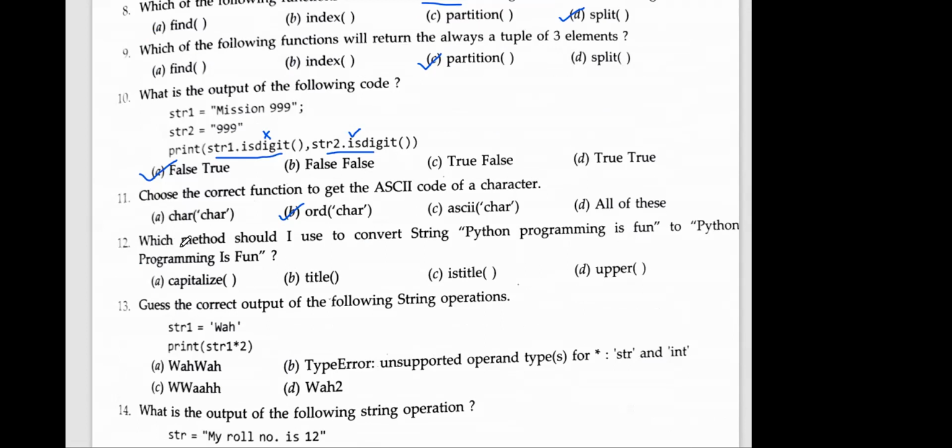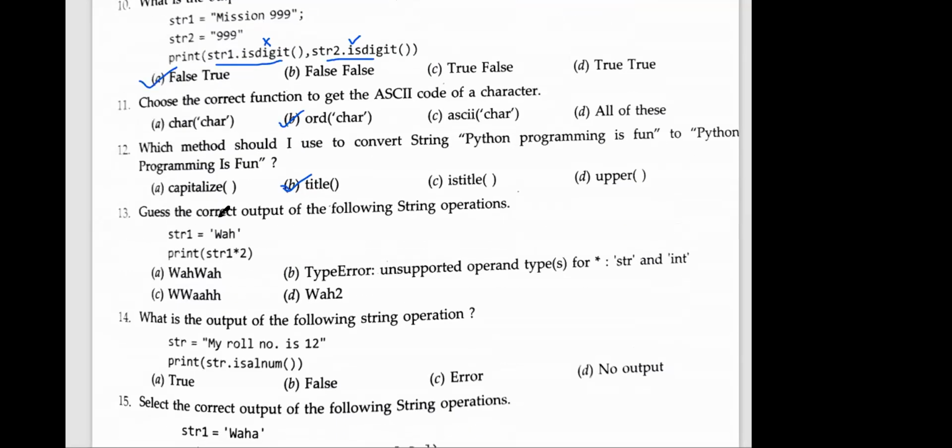Fine. Then 12th question, which method should I use to convert the string "Python programming is a fun" to "Python Programming Is A Fun"? You can see the difference in the string. Which one we will be using? Title. B. Yes. Remember, why am I not choosing capitalize over here? Why title? Because we don't want only the particular P to be capitalized. If we use capitalize, only the first character of the string will be capital, remaining all will be small. Whereas if we use title, then every word's first character will be capital.